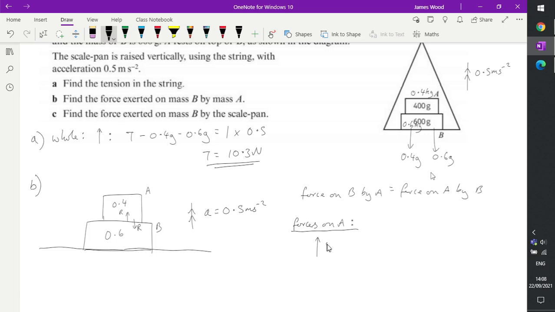If I resolve upwards, then I'm going to have R minus its weight, so 0.4g, and that equals ma, so that's 0.4 times 0.5. And then I can solve this to find R, which is 4.12 newtons. And this upwards R is exactly the same as this downwards R here. So that would be the same as the force on mass B by mass A, so 4.12. Okay.